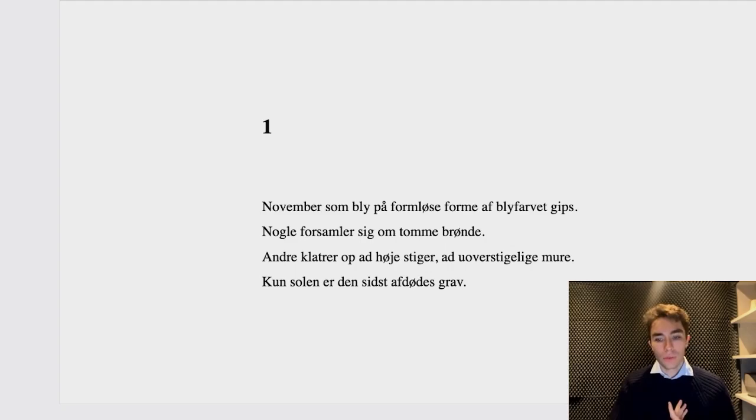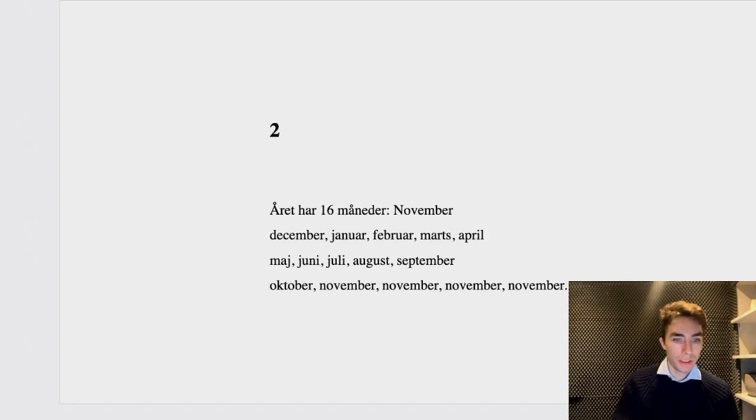Then for the people who want to keep going, I usually leave something extra in the end. Here, that would be a poem about November, since we're going into November, and this is the most famous part of the poem. It says: året har 16 måneder, november, december, januar, februar, marts, april, maj, juni, juli, august, september, oktober, november, november, november. It's a very famous poem because of this November, November, November. But I usually leave that at the end.